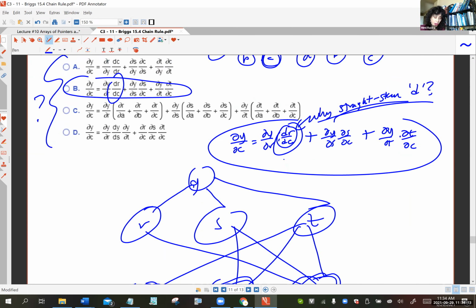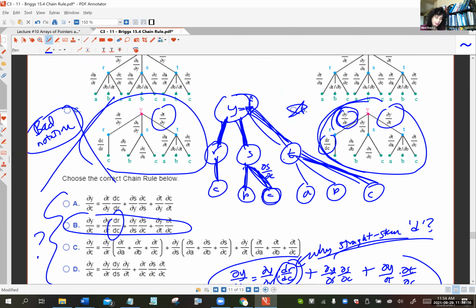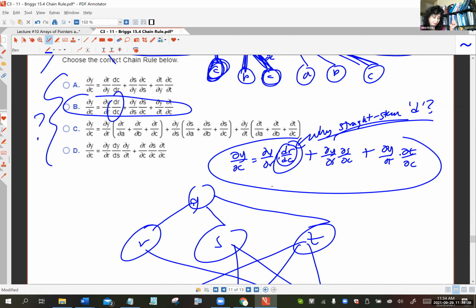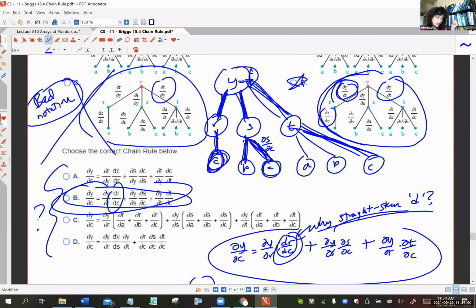And the reason why is what? R is a function of one guy. See how when you have a function of a single variable, that's the one time you'll use straight stem d's for your derivative notation. If somebody is a function of 2 or more variables, you start using curvy stems because that's when you start getting into partials. Okay. So letter B is correct, and that is the correct chain rule formula.